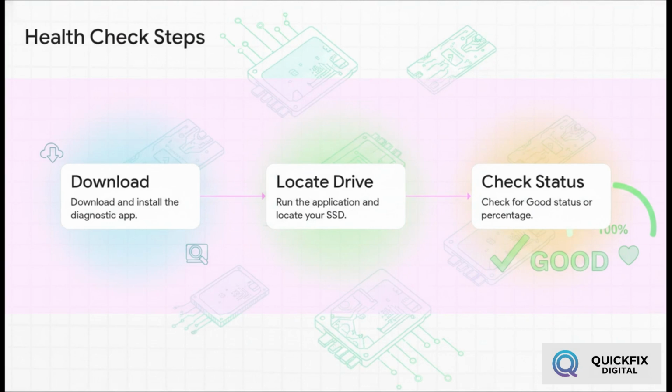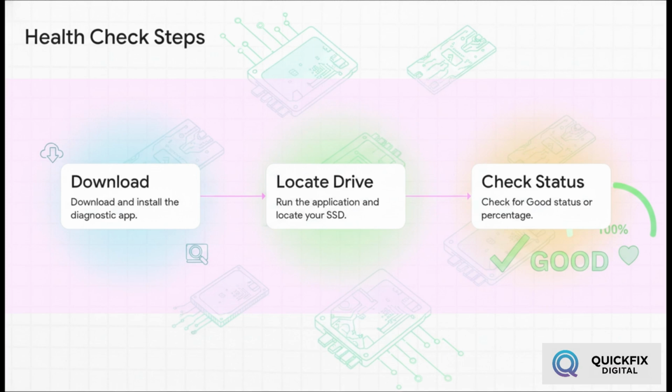Let's talk about the standard workflow here. It's a really simple 3-step process that applies to most of these apps. Let's use Crystal Disk Mark as our example. Step 1, you simply download and install the app. Step 2, run it and locate your specific SSD from the interface. And step 3, check your status.